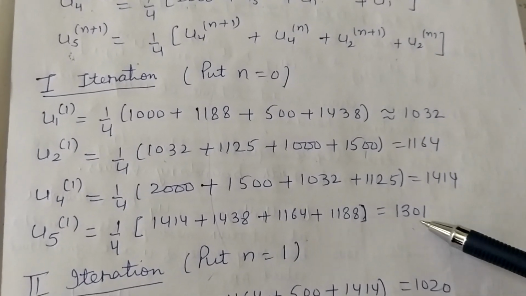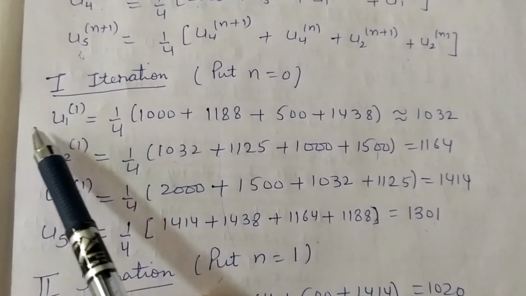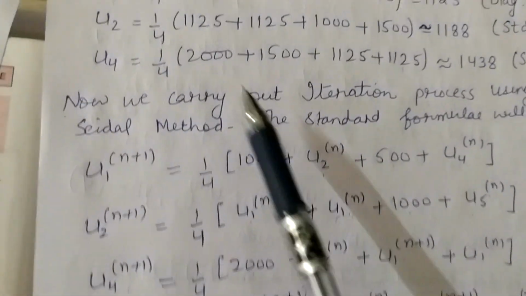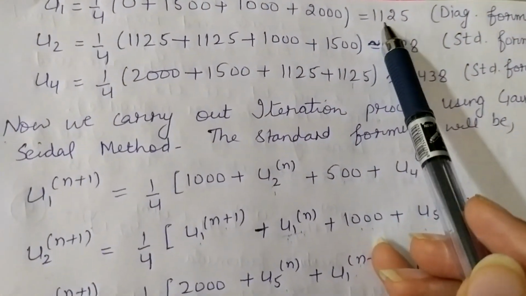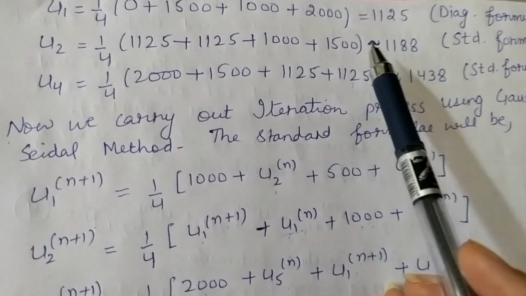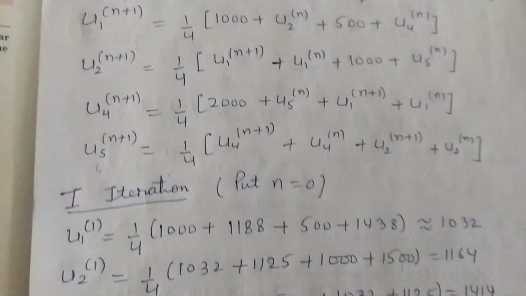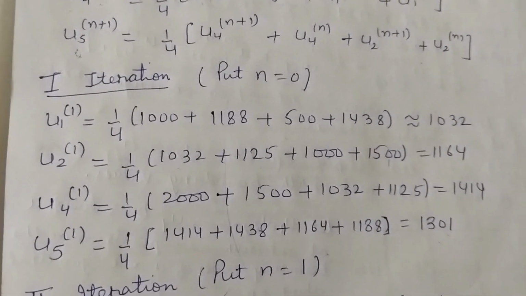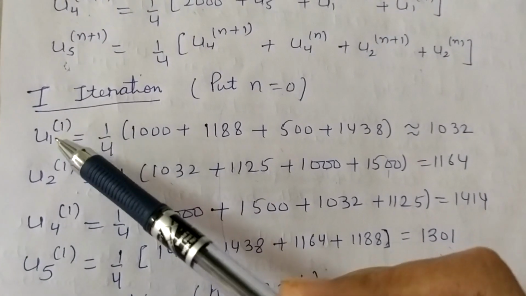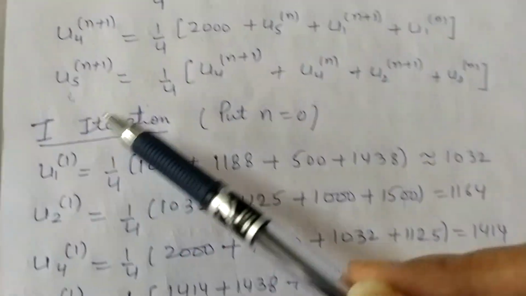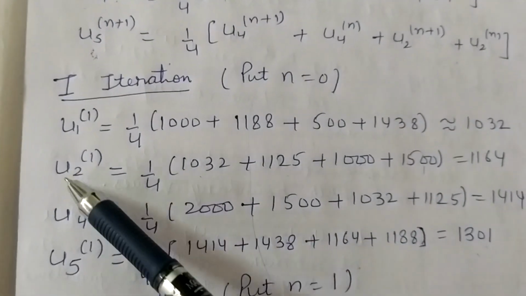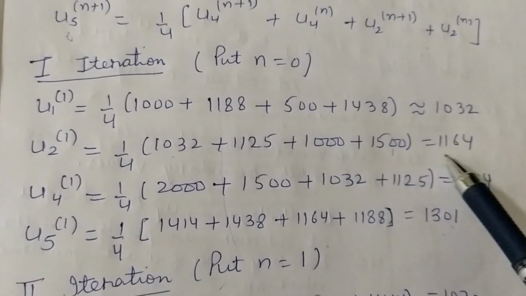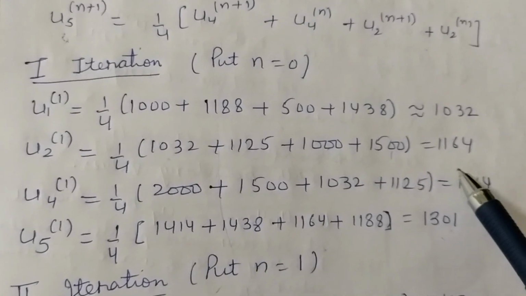If you compare these values with the last values, for example, this value for U1 is 1032. Initially U1 was 1125. A lot of difference. This means the values are not the same, so I have to repeat the iteration process again and again. The iteration process will be repeated until this U1 value will be equal to the last iterated U1 value, U2 value will be equal to the last iterated U2 value. They can be totally exactly equal or approximately equal.